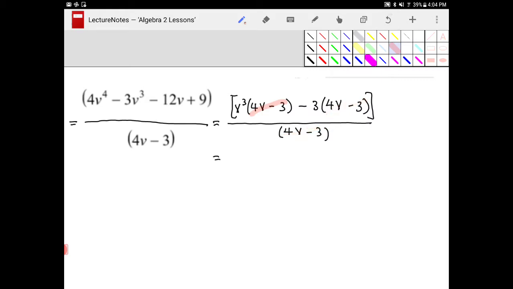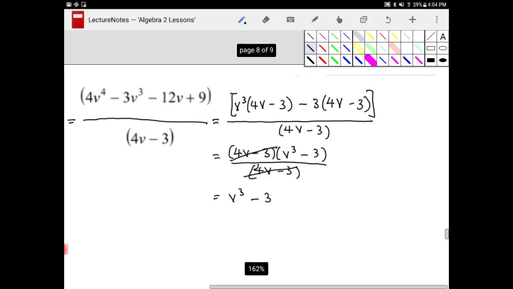But you know what? I'll just go through and continue rewriting this. This is the same thing as 4v minus 3 times v cubed minus 3, all over 4v minus 3. So this gets reduced to v cubed minus 3.